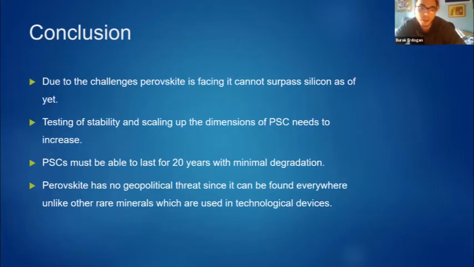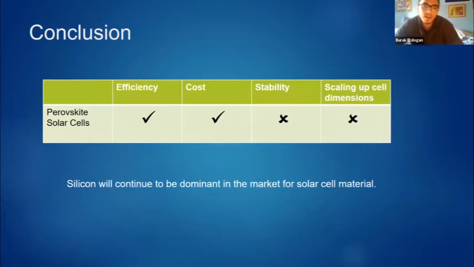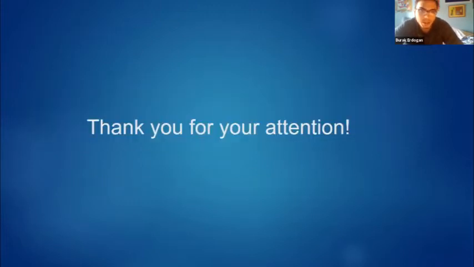PCSCs must be able to last for 20 years with minimal degradation. Perovskite has no geopolitical threat since it can be found everywhere, unlike other rare minerals which are used in technological devices. Until then, silicon, in my opinion, will continue to be dominant in the market for solar cell material. Thank you for your attention and time.